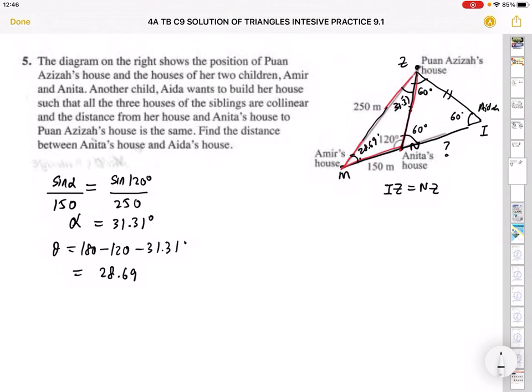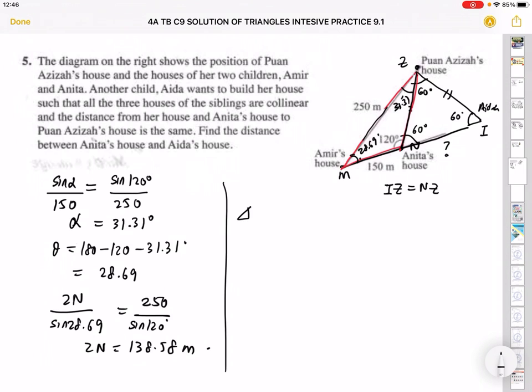So ZN, Aziza to Anita, divided by sine 28.69 equals, let me use 250 divided by sine 120. Okay, right? 250 divided by sine 120 here. Now, what would you get? 138.58 meters. Because triangle ZNI is equilateral, right? We can see from here they're all 60. So the length of NI must be the same as ZN, must be the same as ZI, right?